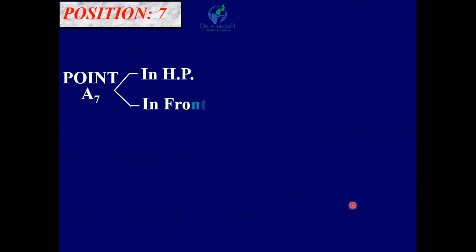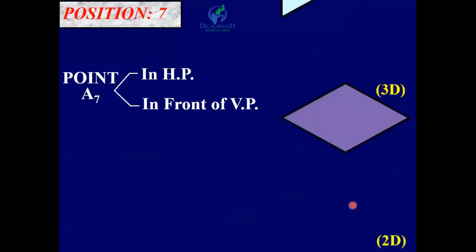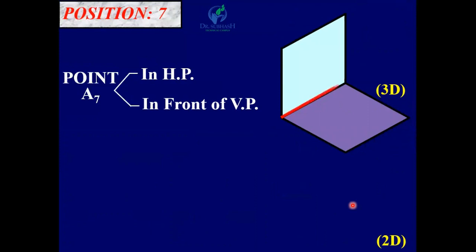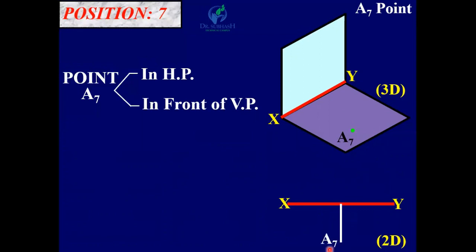Now next position, point 7, A7 in HP in front of VP. Now point is in HP and in front of VP. Now you can see point A7 is on the HP. So it's point A7. You can see below, original point is below XY.